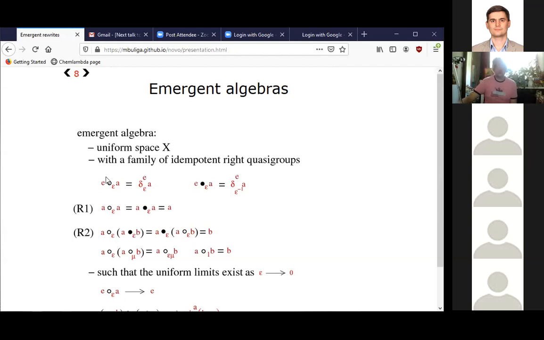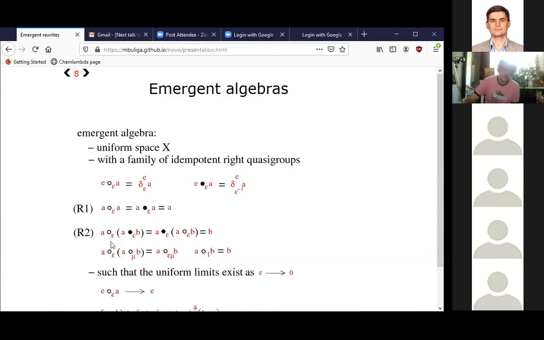And there's a family of idempotent right quasigroups. So we have a family of operations on the space indexed by an element of a commutative group. Let's just think that it is zero to infinity with multiplication. And these operations are idempotent, and this is Reidemeister one. Well, we see it. You know why, but okay.